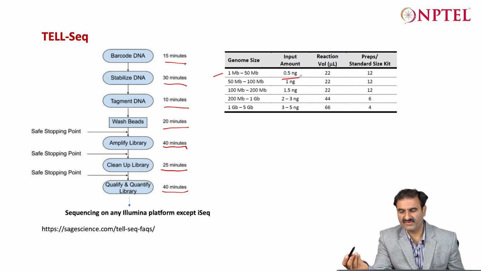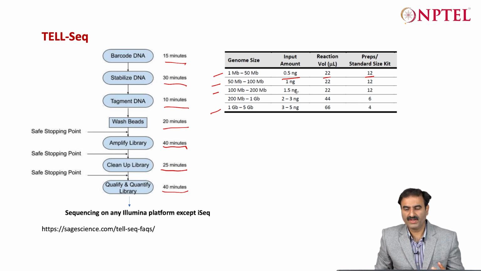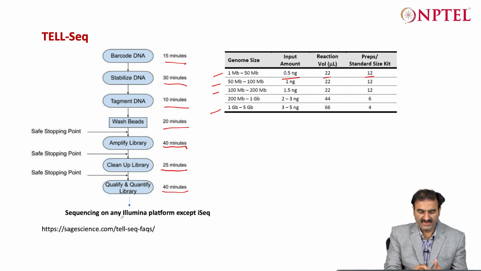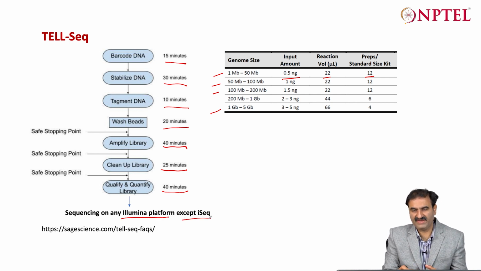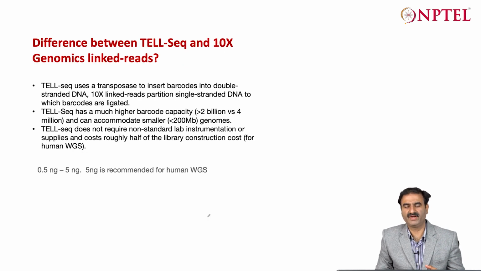0.5 nanogram of DNA is sufficient for the standard size kit reaction volume, and basically for 50 to 100 MB, 1 nanogram, and 100 to 200 MB, 1.5. So this input amount also increases because you want sufficient representation of the genome. That means you need more input DNA so that the library you generate sufficiently covers your genome. Sequencing can be done on any Illumina platform except the iSeq, which is a very small instrument and cannot generate too much data.